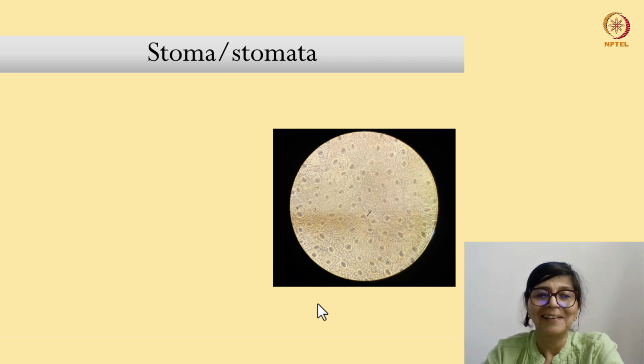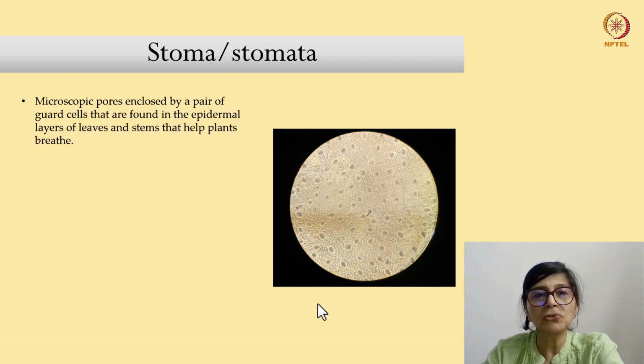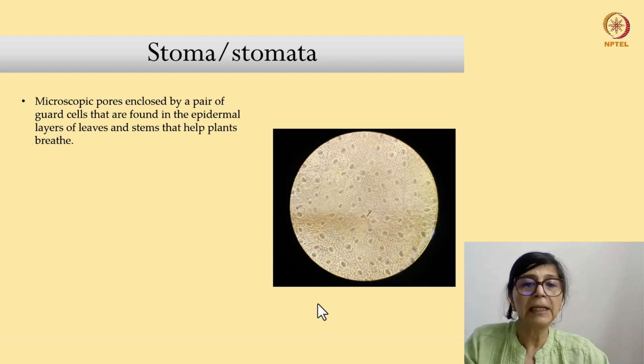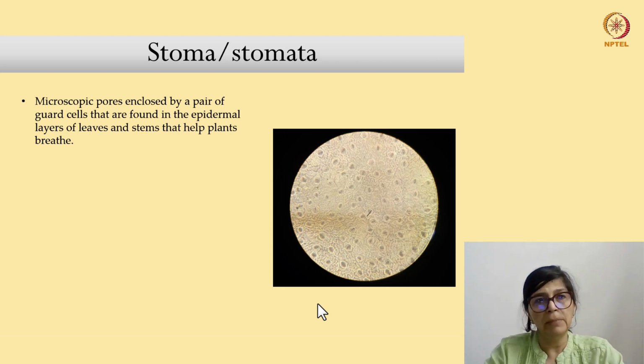So, what are stomata? These are generally very microscopic pores, as you all know, enclosed by a pair of guard cells which flank a stomatal aperture that bows out when water fills in these guard cells. So we all know that, right? But I'm coming to that. They are found in the epidermal layers of the leaves and stems and also help the plant to breathe. So stomata have multiple functions. We will go to that one by one. Let's take a look at where they are found.